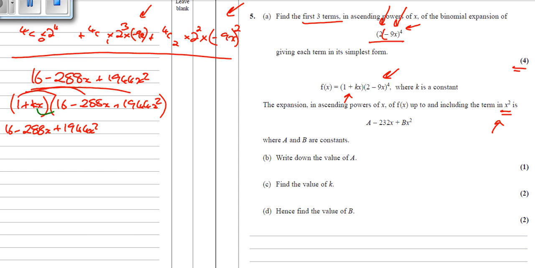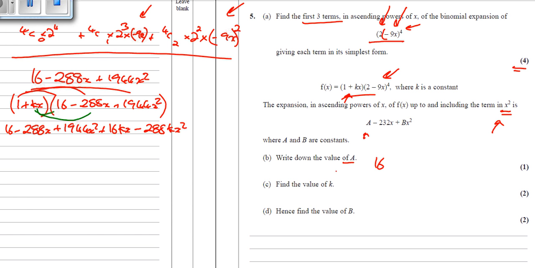And then we multiply by the kx. So kx times that is going to be plus 16kx. Then we do kx times minus 288x. So that's going to be minus 288k x squared. And then once we've done that, that allows us to answer B, C, and D. So A is going to be just the number. So that's just 16. We can spot that from here.